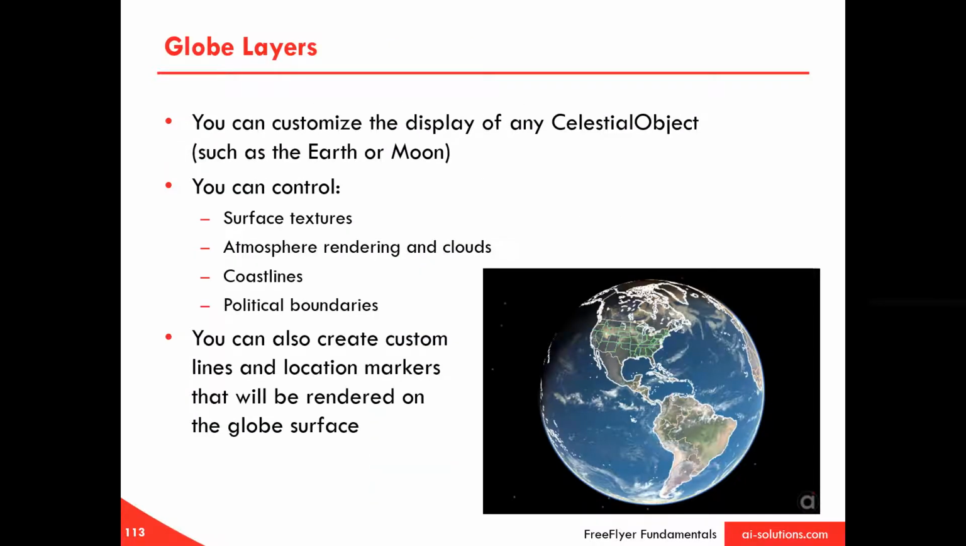You can customize the display of the globe of any celestial object in FreeFlyer, such as the Earth or the Moon. You can control what surface textures are drawn. You can turn on and off the rendering of the clouds. You can also draw coastlines and political boundaries. In this image, we're showing global Earth coastlines as well as U.S. state borders and global country borders. You can also create custom lines and location markers that will be rendered on the globe surface.